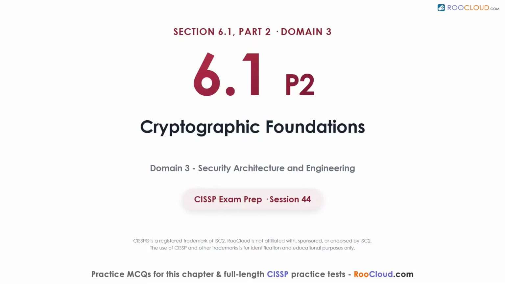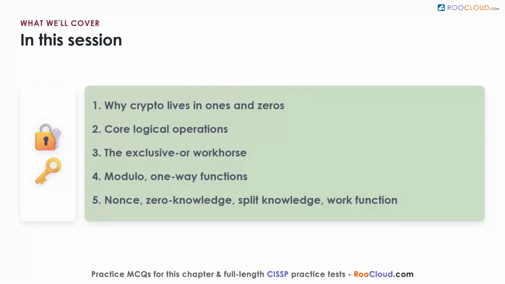Welcome to section 6.1, part 2. This is the 44th session of the CISSP exam prep series. Now we turn to the mathematics that makes those goals actually work. In this session, we'll unpack the math behind the ciphers.